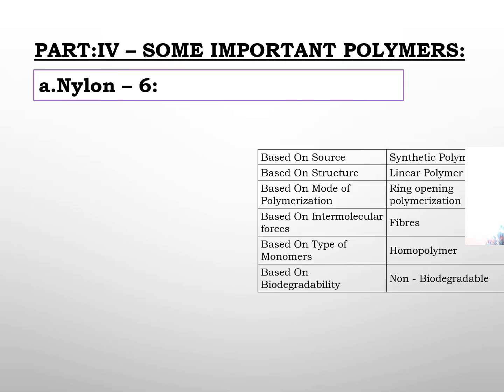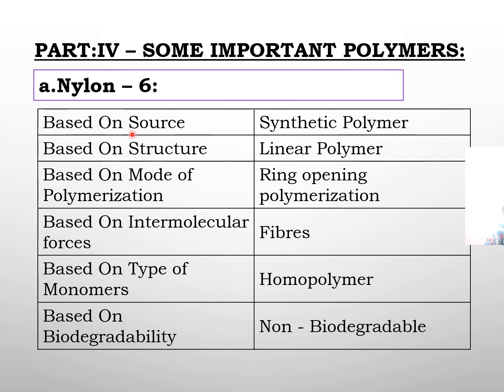Now nylon 6 categorization: based on source it is a synthetic polymer, based on structure it is a linear polymer, based on mode of polymerization it is formed by ring opening polymerization, based on intermolecular forces they are fibers, based on type of monomer it contains a single monomer so it is a homopolymer, and based on biodegradability this is also non-biodegradable.